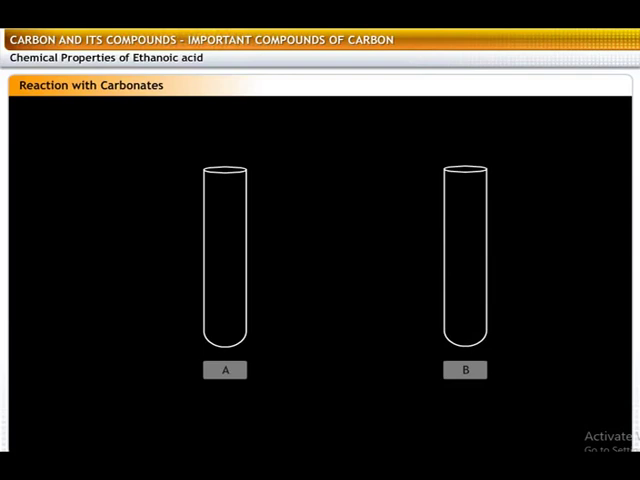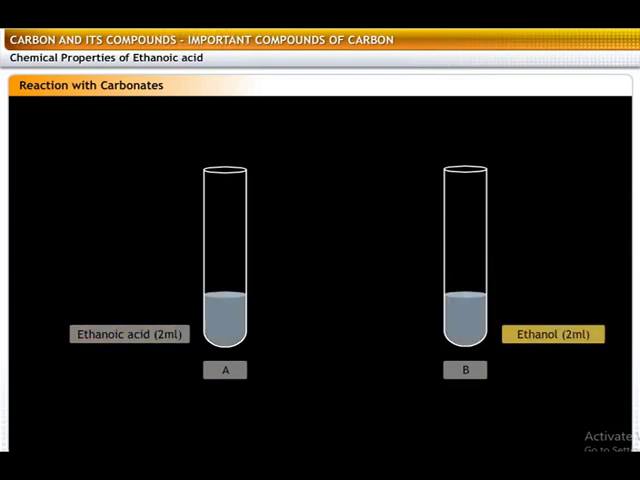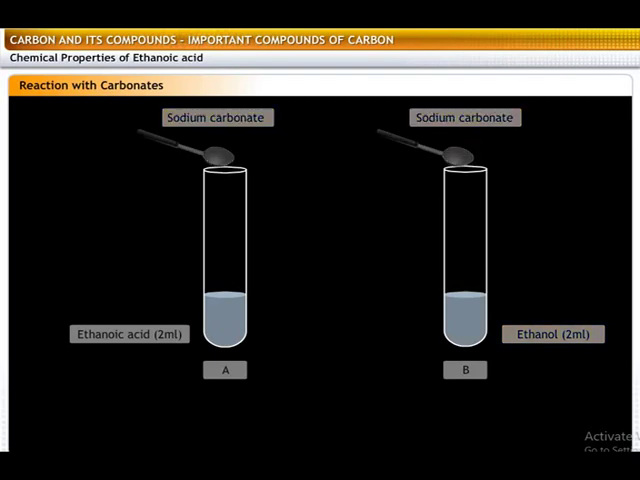Take two test tubes and name them A and B. Then, take 2 ml of ethanoic acid in test tube A and 2 ml of ethanol in test tube B. Add a spatula full of sodium carbonate to these test tubes. You can observe effervescence in test tube A, which is due to the evolution of carbon dioxide gas. On the other hand, in test tube B, there is no change. This is because ethanol does not react with sodium bicarbonate.